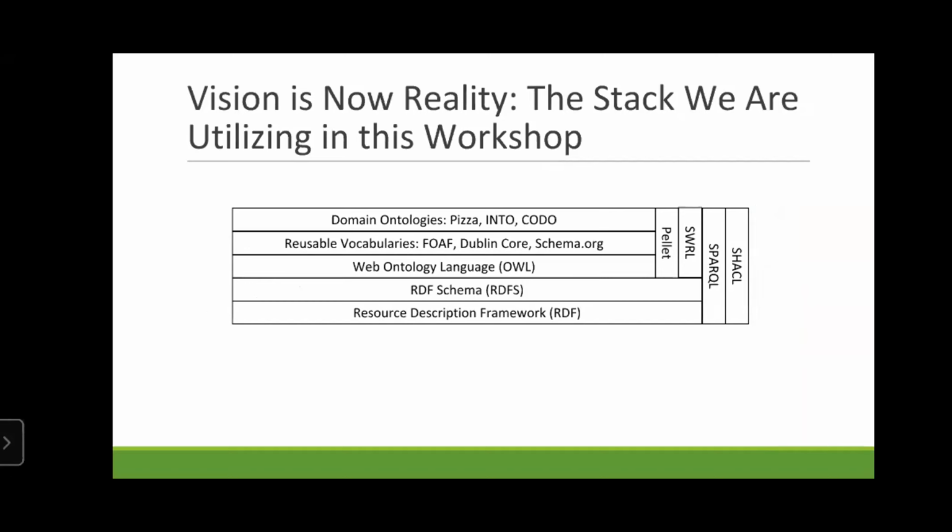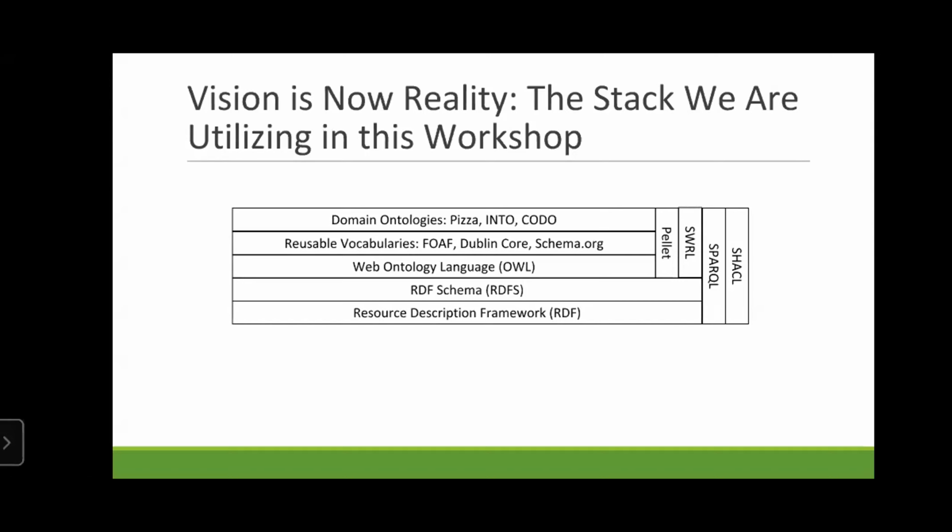So this is the stack that we'll be primarily utilizing within the workshop. We're going to be using RDF and RDFS as the foundation, the Web Ontology Language for semantics. For the reasoner, we're going to be primarily using the Pellet reasoner. For rules, we'll be using the Semantic Web Rule Language, and there are going to be talks on all of these boxes in later parts of the workshop. And SPARQL is a query language, and SHACL is for constraints.